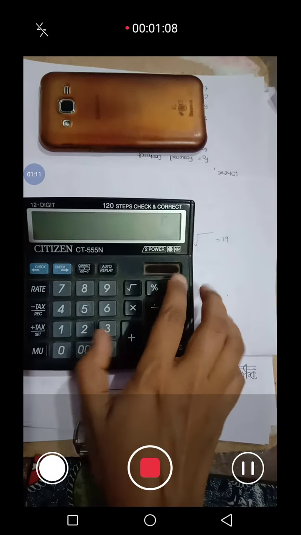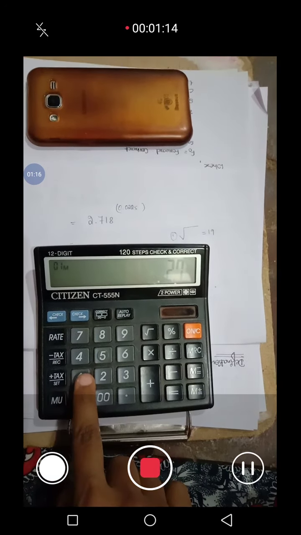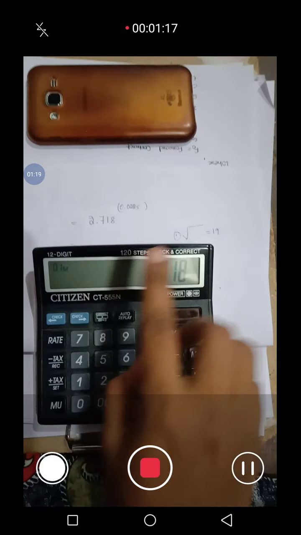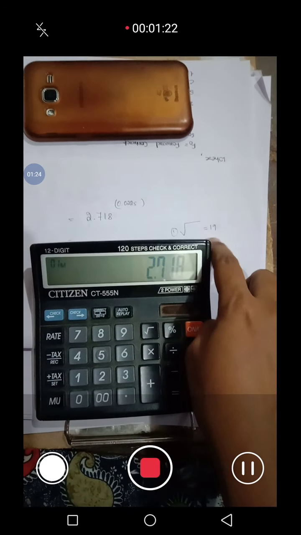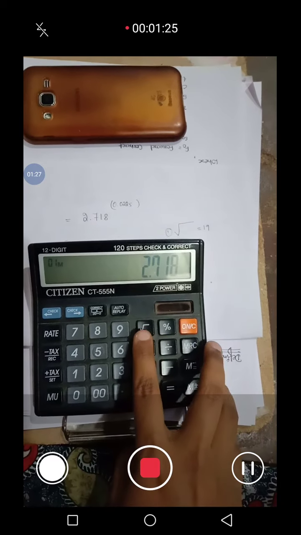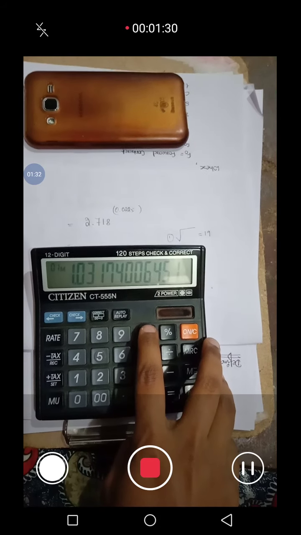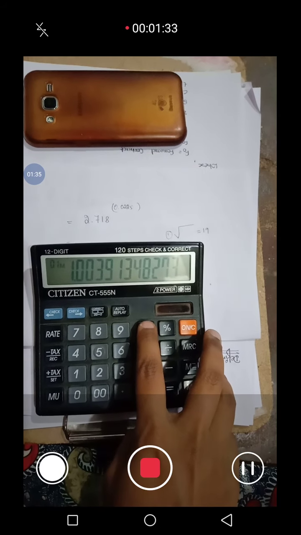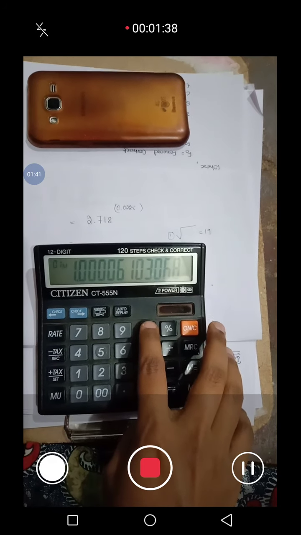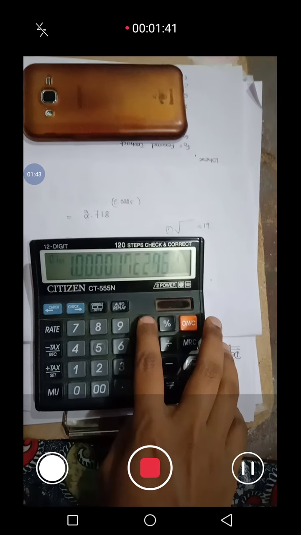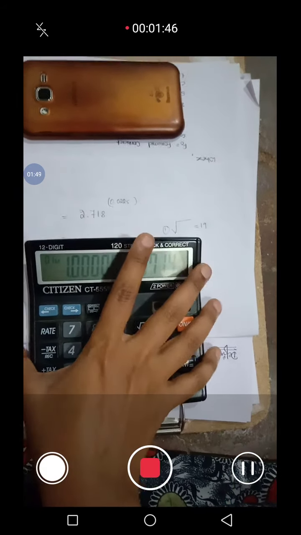So first take this log number, that is 2.718. The first step is we have to press the square root 19 times. So 1, 2, 3, 4, 5, 6, 7, 8, 9, 10, 11, 12, 13, 14, 15, 16, 17, 18 and 19. So this is the first step.